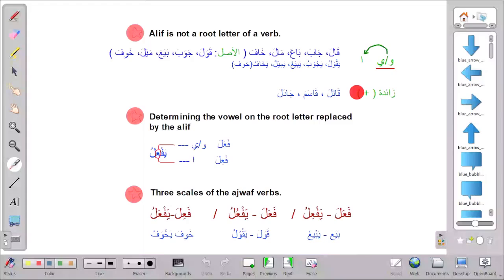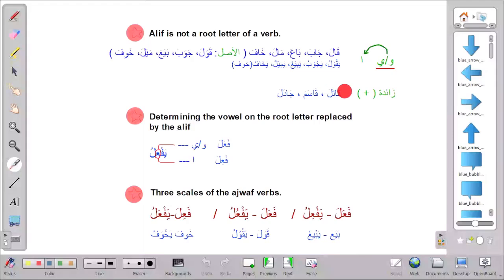It's just there as an additional letter. Like here, qatala. You see the letters are more than 3. Qatala. This qaf. Then this mad, the alif there, which is an elongation. So it's a zaida. Then it's not a root letter actually. Then the ta, then the lam.